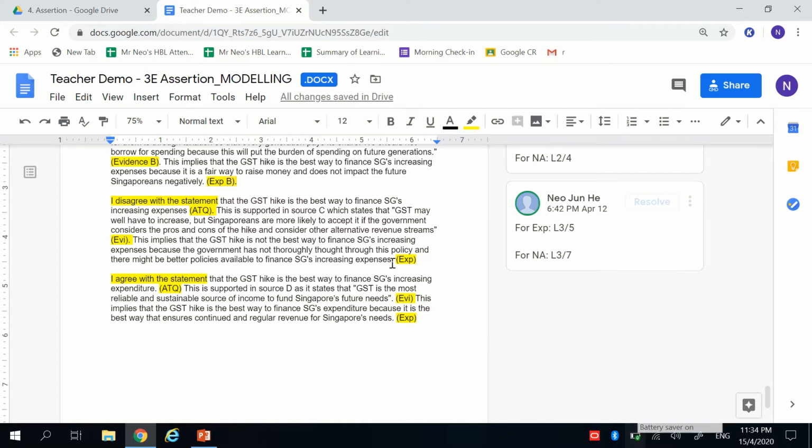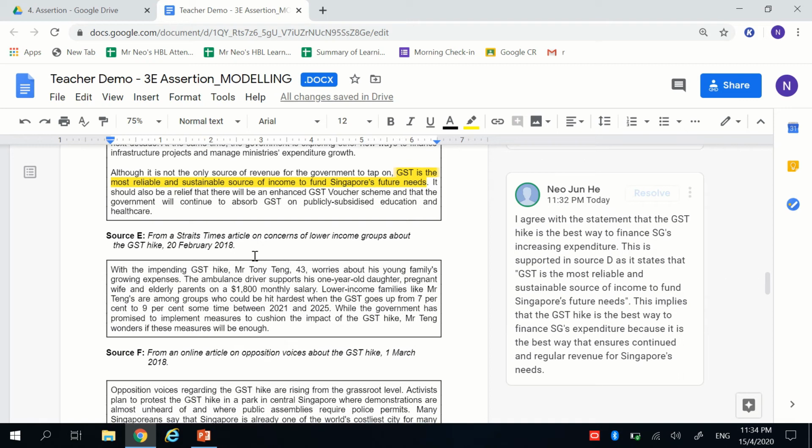Moving on to our second last source, source E. Source E is from a Straits Times article on concerns of lower income group people about the hike. It says, with the impending GST hike, impending means it's going to come, it's not confirmed yet, but it's going to come. Mr. Tony Teng, he worries about his young family's growing expense. This is the idea that GST hikes increases your living cost because now you need to pay more tax on your purchases. This person is an ambulance driver. He supports his 1-year-old daughter, his pregnant wife, and his elderly parents on just $1,800. Lower income families like Mr. Teng are amongst groups of people that could be hit hardest when the GST hike goes up.